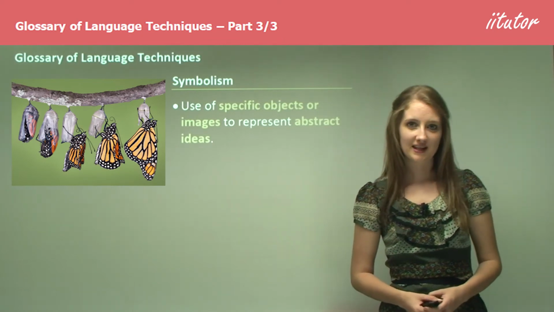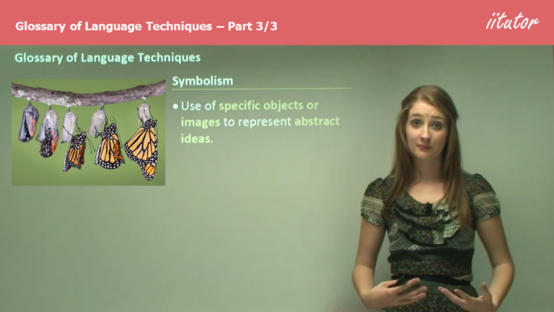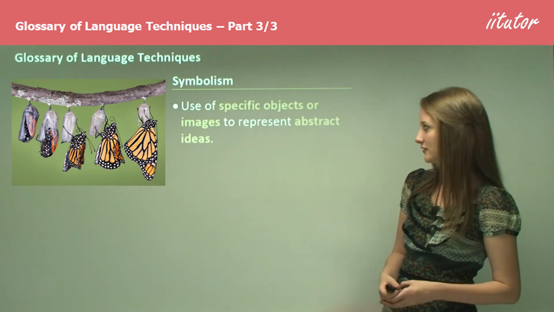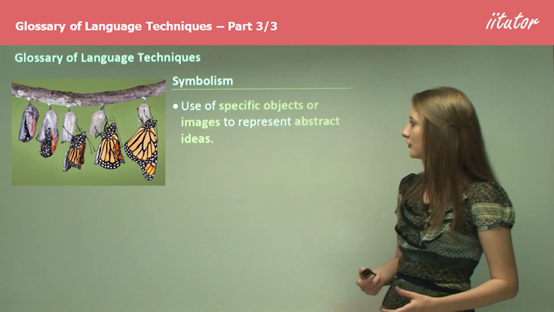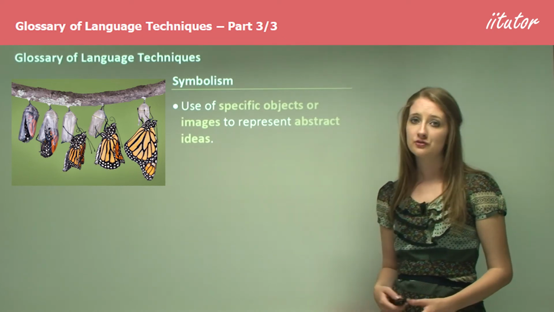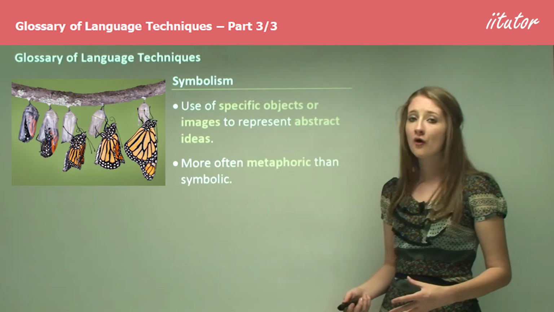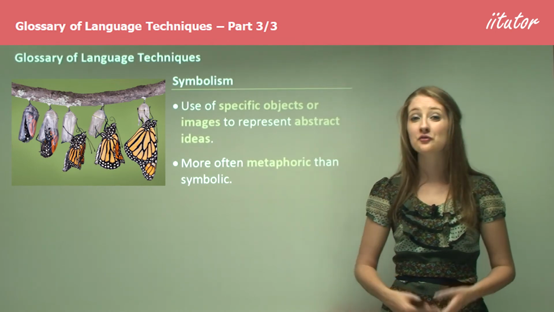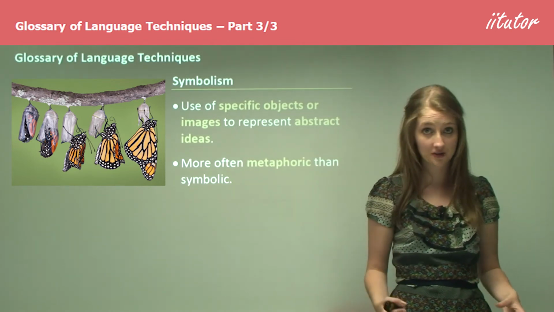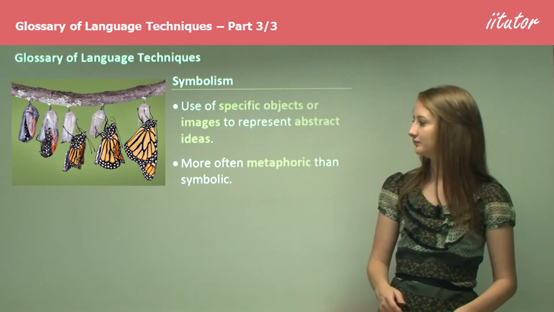Symbolism is another technique which we've used, and we've looked at it briefly in reference to the technique of a motif. However, we'll just expand on it a bit further. Symbolism is the use of specific objects or images to represent abstract ideas. So this is more often metaphoric than symbolic. So it really has a wider meaning. It's not just like seeing a stop sign. Obviously that's a symbol. But it's more like a symbol of a wider concept.